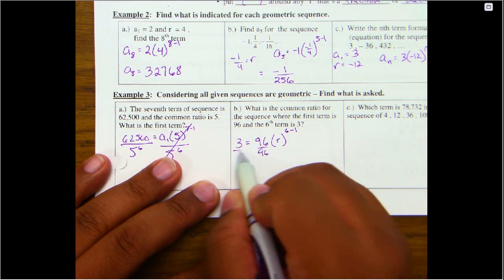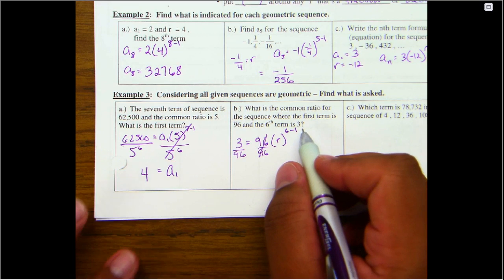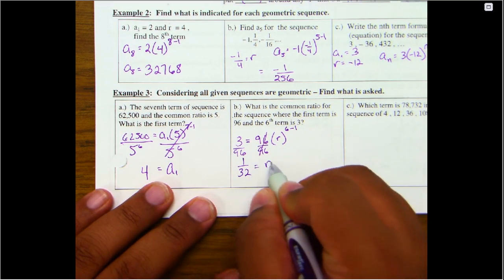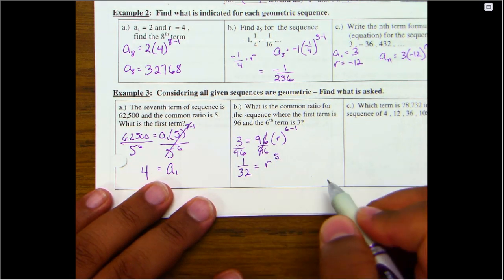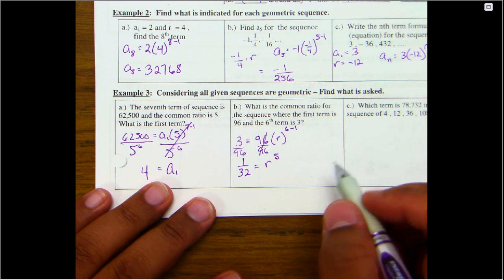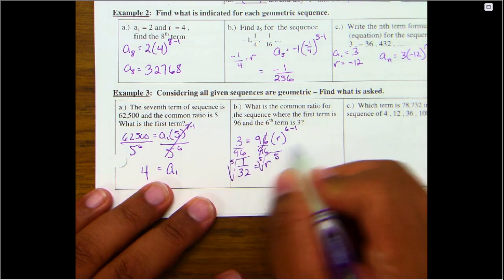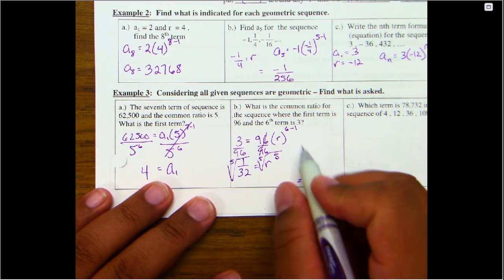So that's our setup. So what do we do first to solve for R? Divide by 96. 3 over 96 simplifies down to 1 over 32 equals R to the 5th power. So how do I get rid of the 5? Take the 5th root. So R equals 1/2.